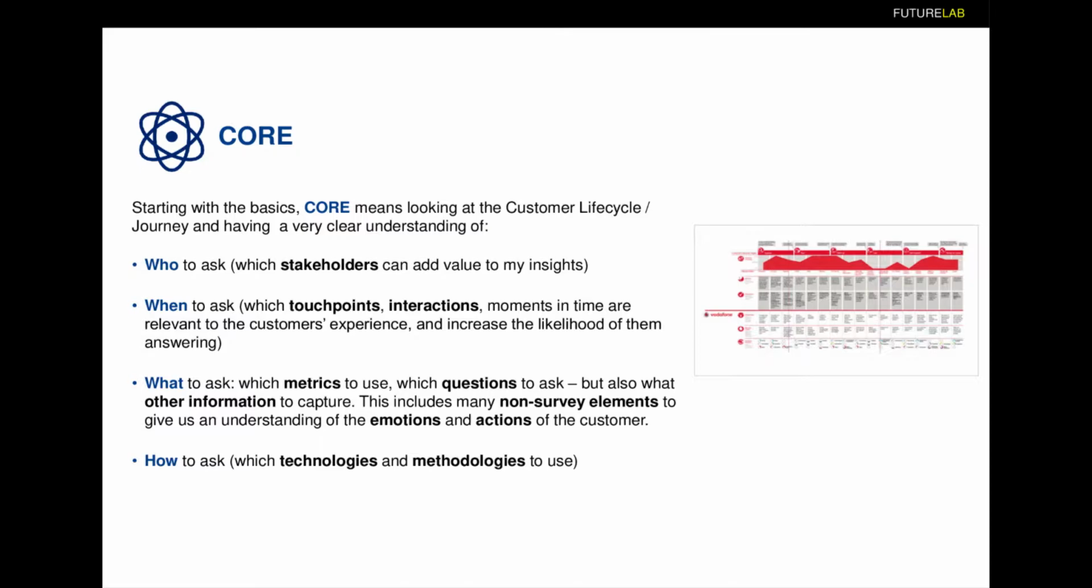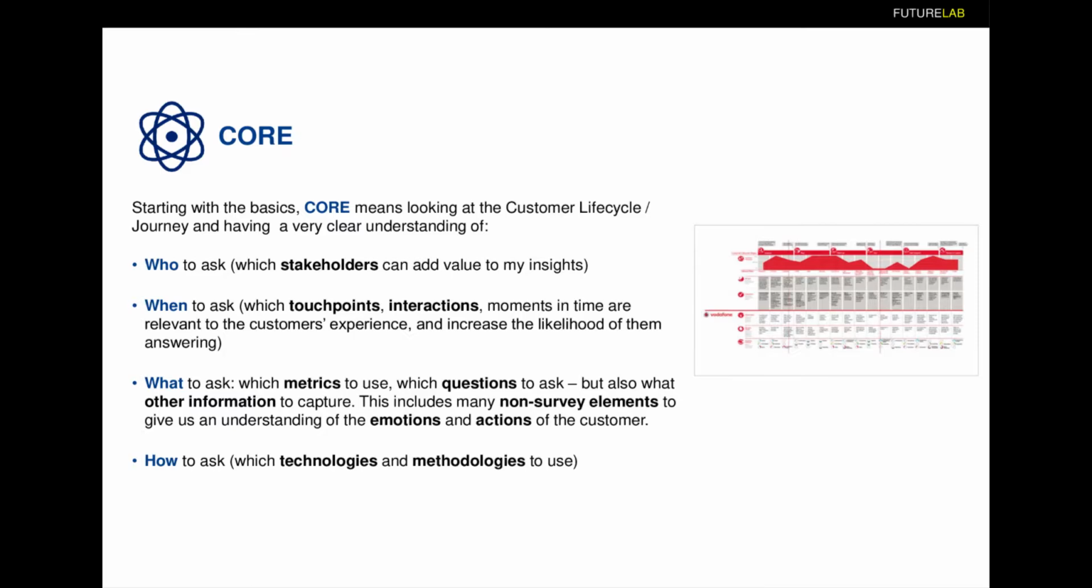Because it's not all about asking, it's not all about sending out surveys, it's also creating a lot of non-survey elements where we can capture behavior and understanding of the customer. Because at the end of the day, we want to understand the emotions and the actions that the customers display and what we can learn from that and how we can, based on that, create actionable insights.